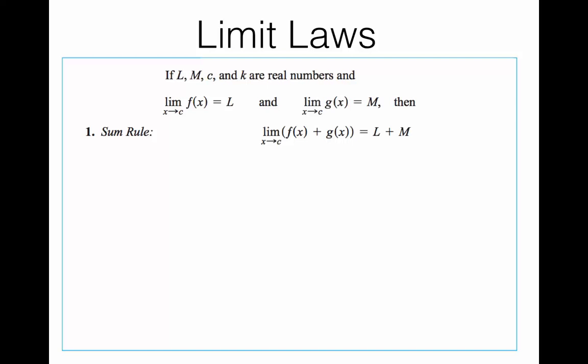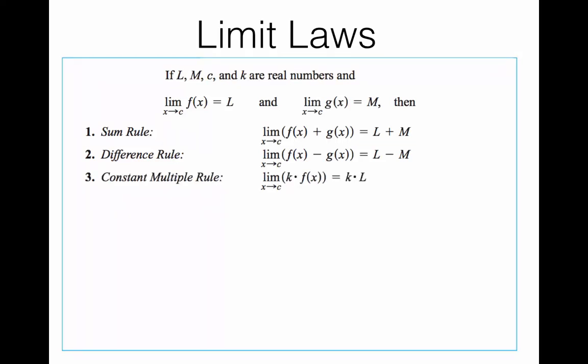The second limit law is similar. It's the difference rule. This says if you take the limit of f of x minus g of x as x approaches c, then the limiting value of this combination will be L minus M. Remember, f is getting closer to L, g is getting closer to M, so f minus g will be getting closer and closer to L minus M.